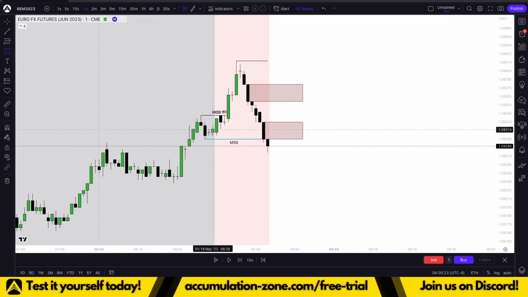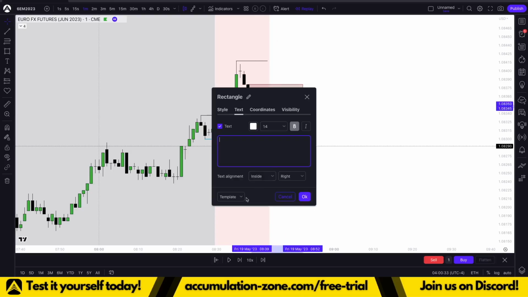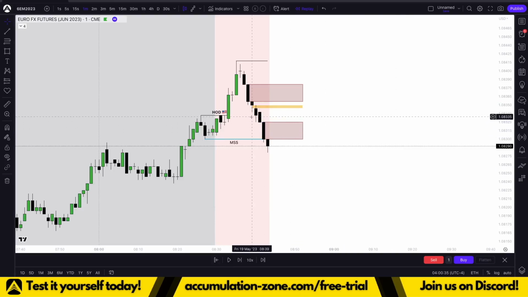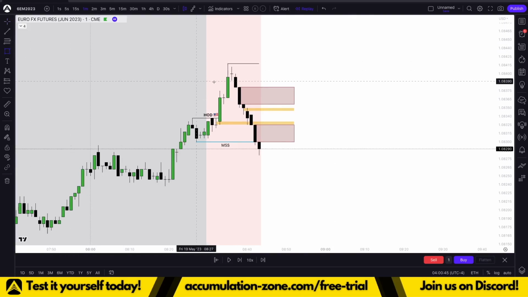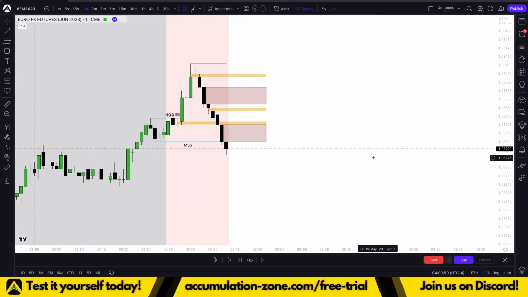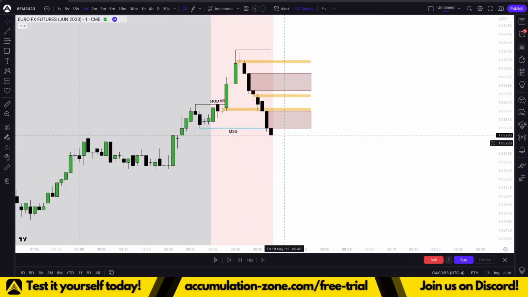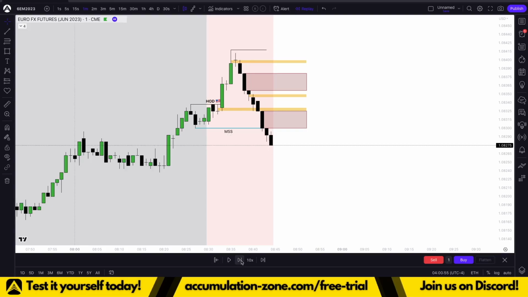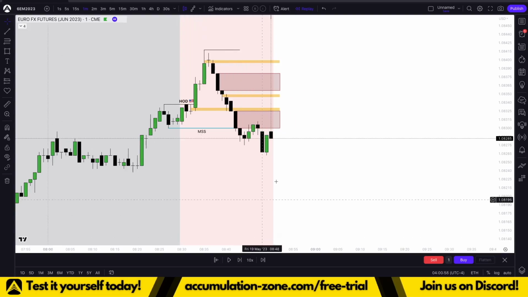So we have buy side inefficiency as well, but I'm not going to mark that up. I'm going to note this little volume imbalance right here, since it is in the displacement leg. Volume imbalance right here, and one right here, and one right at the top. Double volume imbalance. I think those should be all important levels that I would also draw up on a live chart. Let's see once the retracement starts.